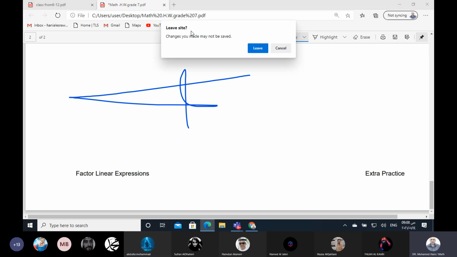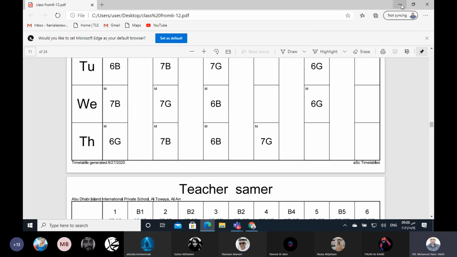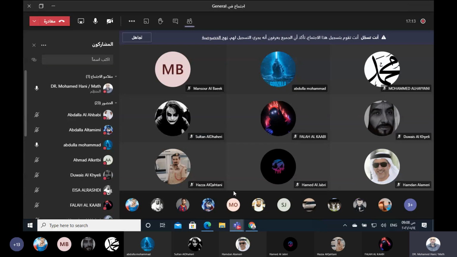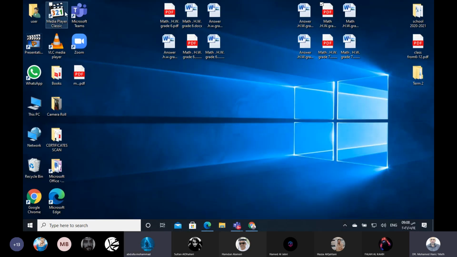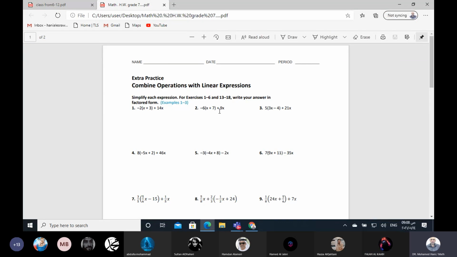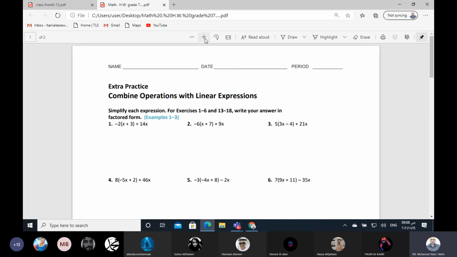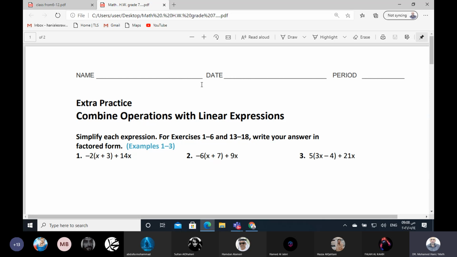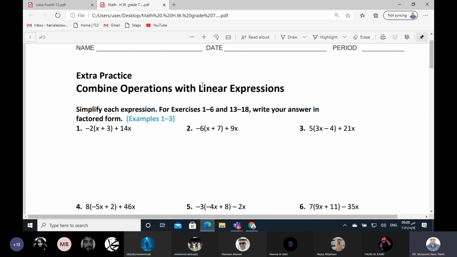Okay, the second homework, the homework of yesterday. Mister, today is there homework? No homework today because inshallah next week we have a quiz. This is the last lesson in chapter 5. When is the exam? Inshallah next Thursday.